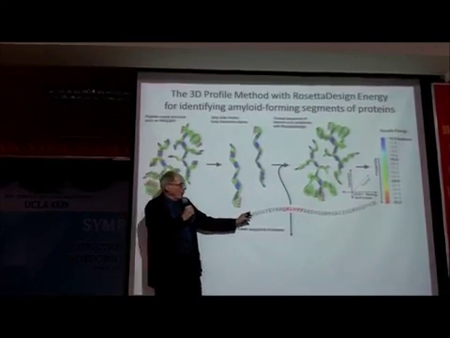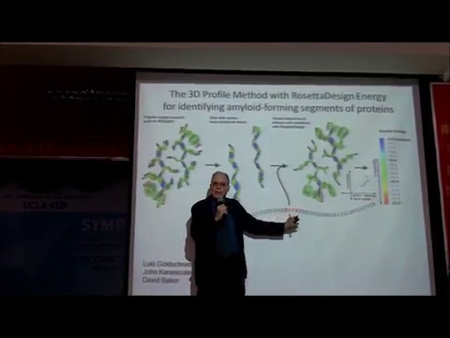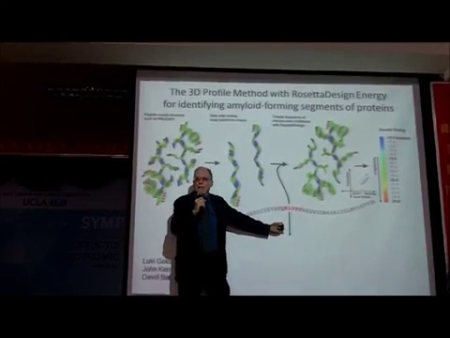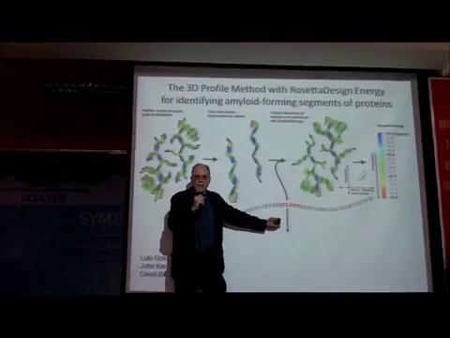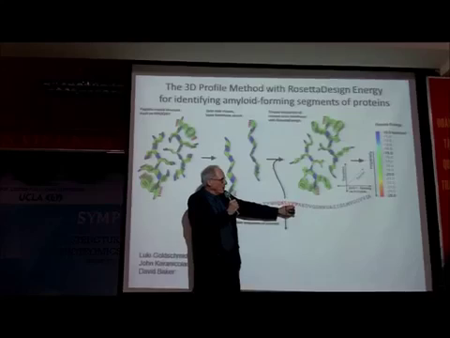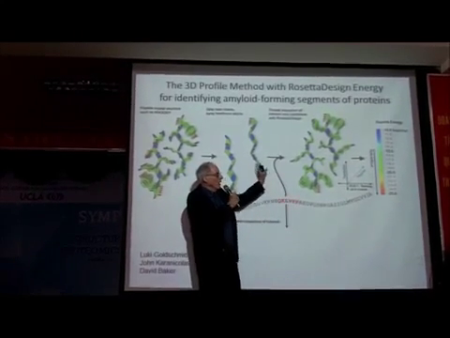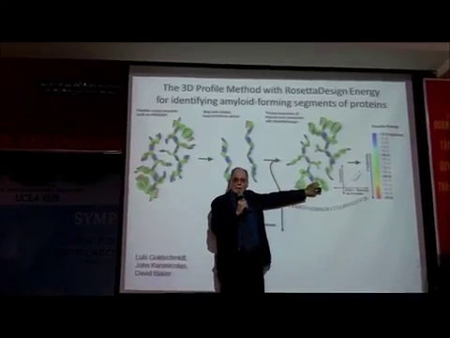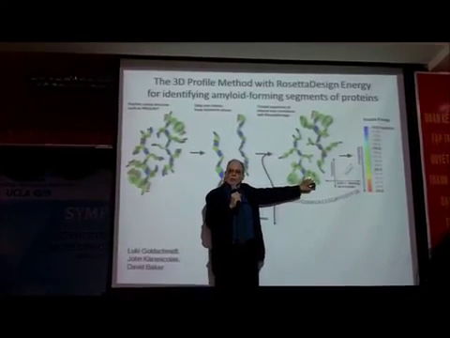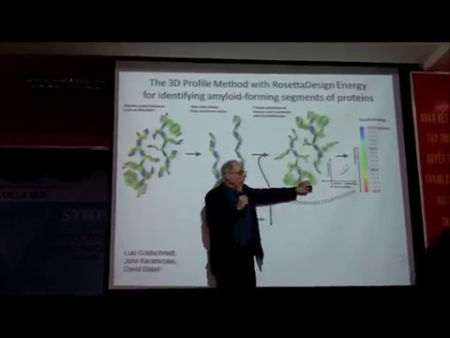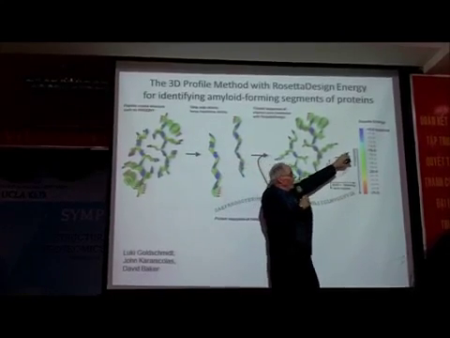Now we scan through a sequence of a protein. This protein happens to be A beta of Alzheimer's disease. And at each position of 6 residues, we take the side chains of those 6 residues and put them on the backbone here. And we ask, does it form a steric zipper?